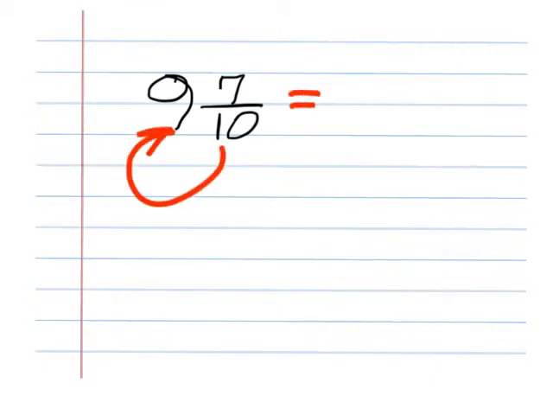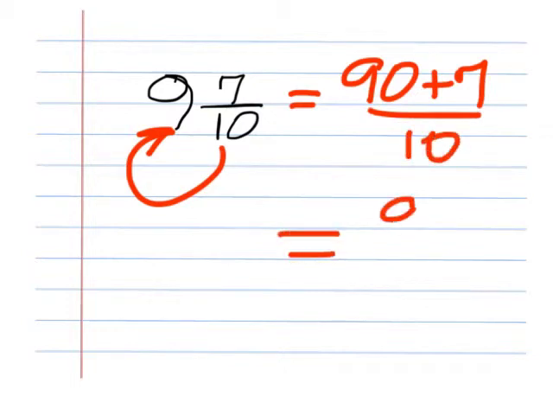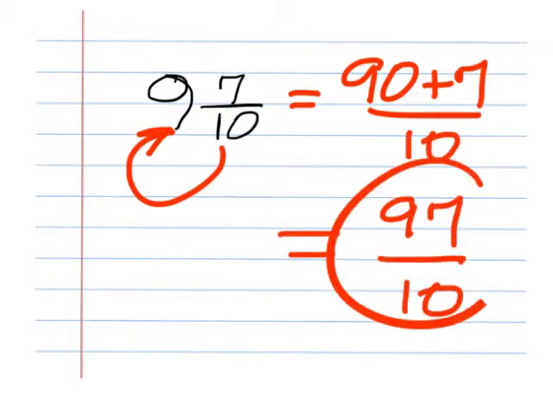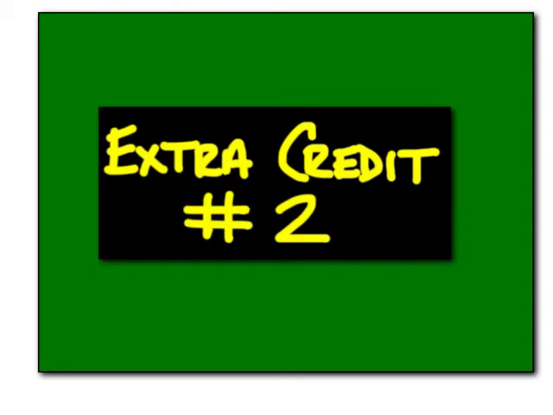Solution for the practice problem: 10 times 9 is 90, and then add the 7 to get 97 over 10.